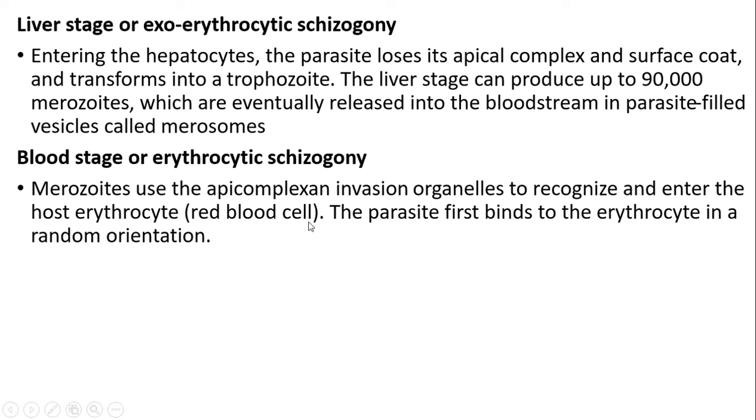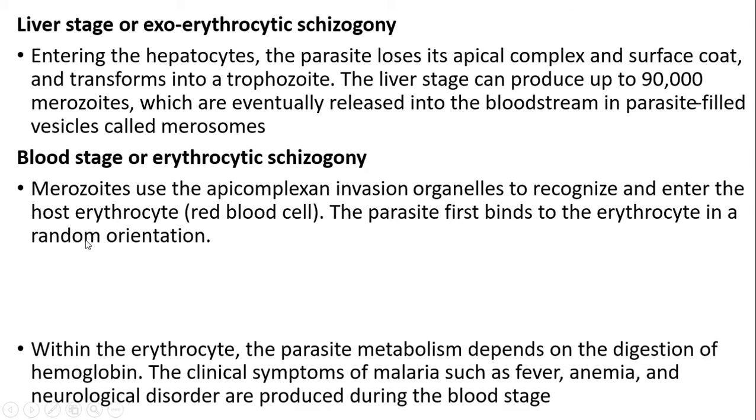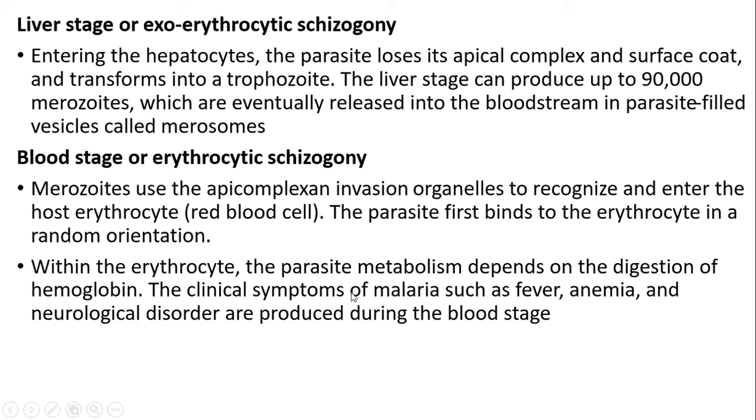The parasite first binds the erythrocyte in a random orientation. Within the erythrocyte, the parasite metabolism depends upon the digestion of hemoglobin. The clinical symptoms of malaria, fever, anemia, and neurological disorder, are produced during the blood stage.